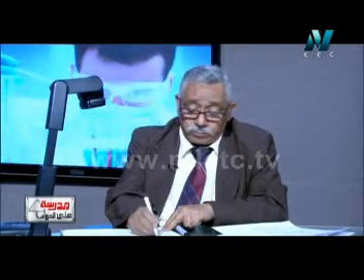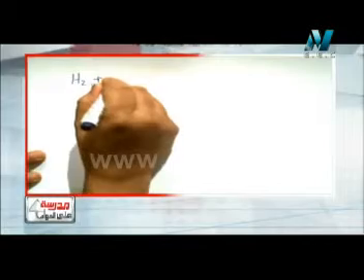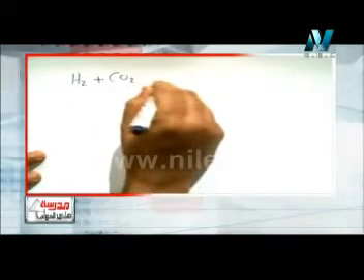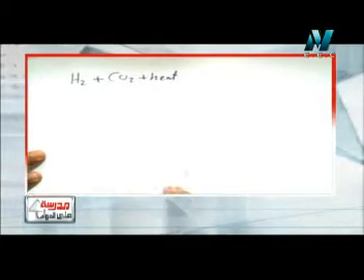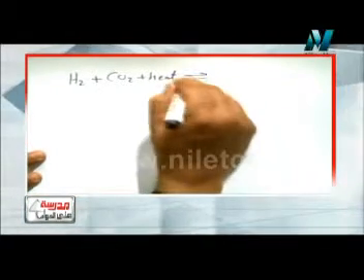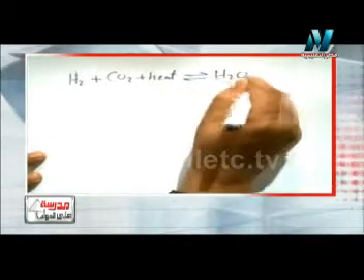Also, what about decreasing or increasing the temperature of the reaction, and decreasing the vessel volume? H2 plus CO2 plus heat. Why? Because it is endothermic, delta H positive. It gives H2O plus CO, all gases.